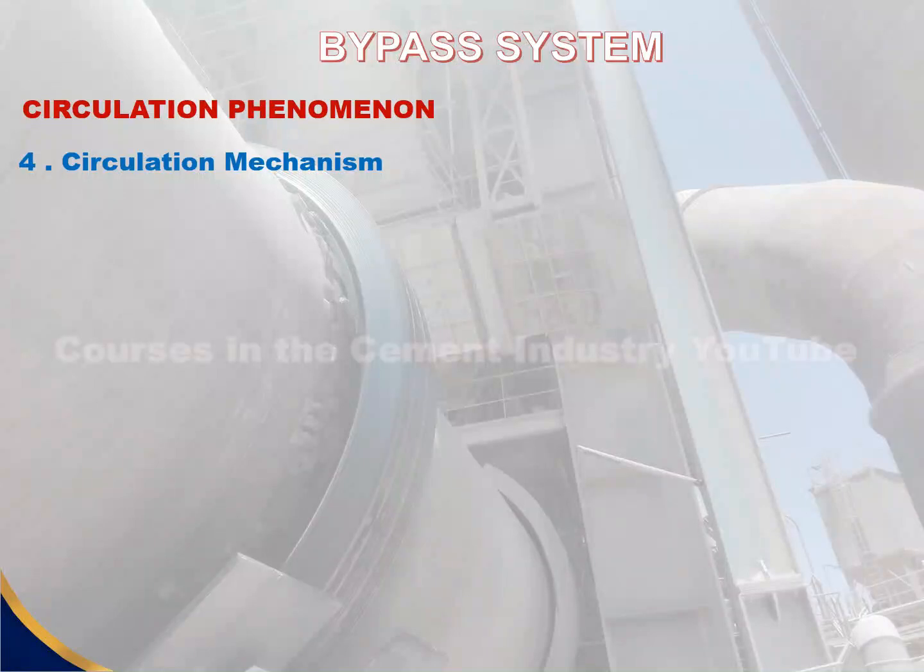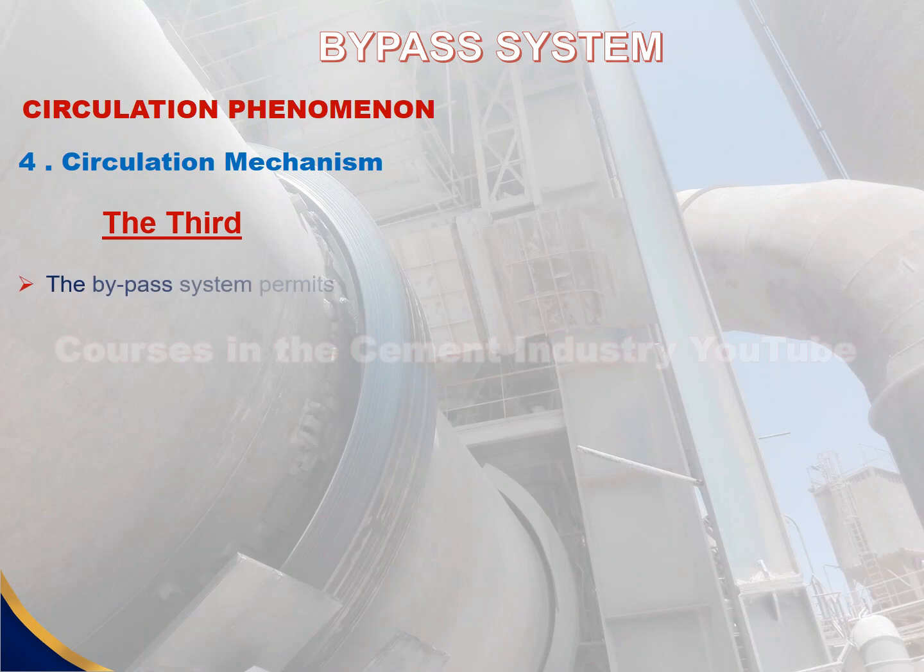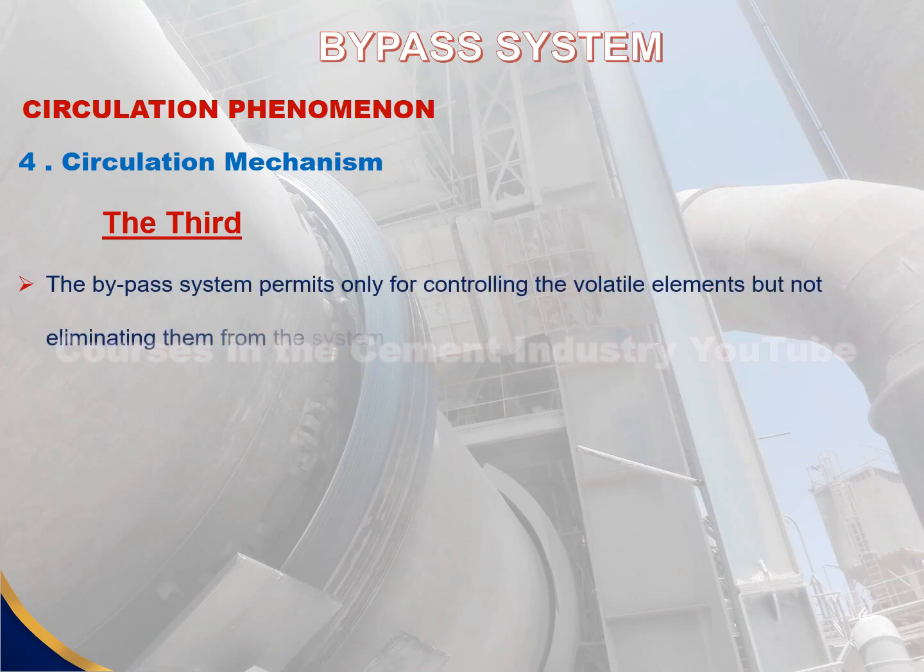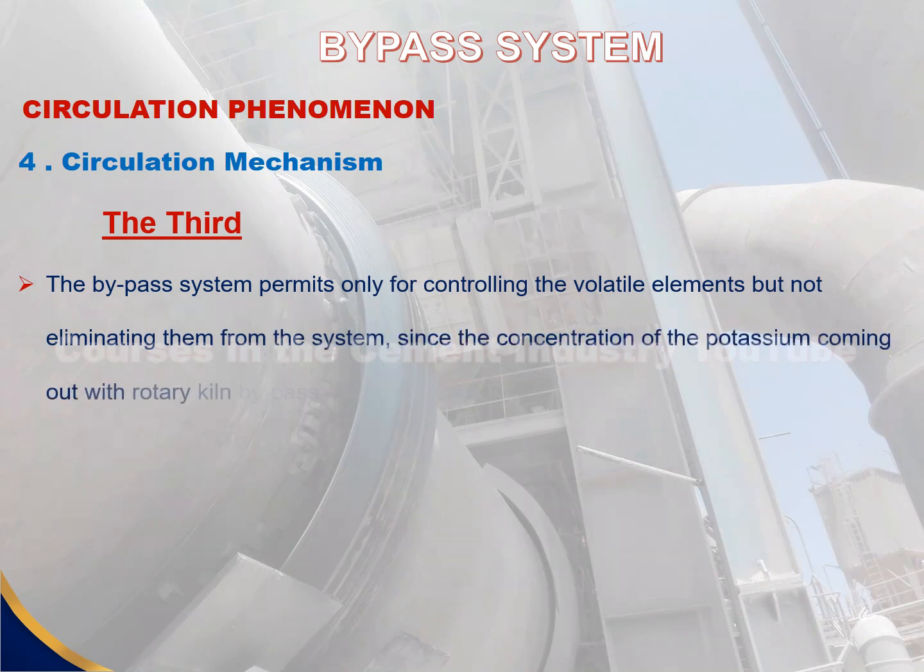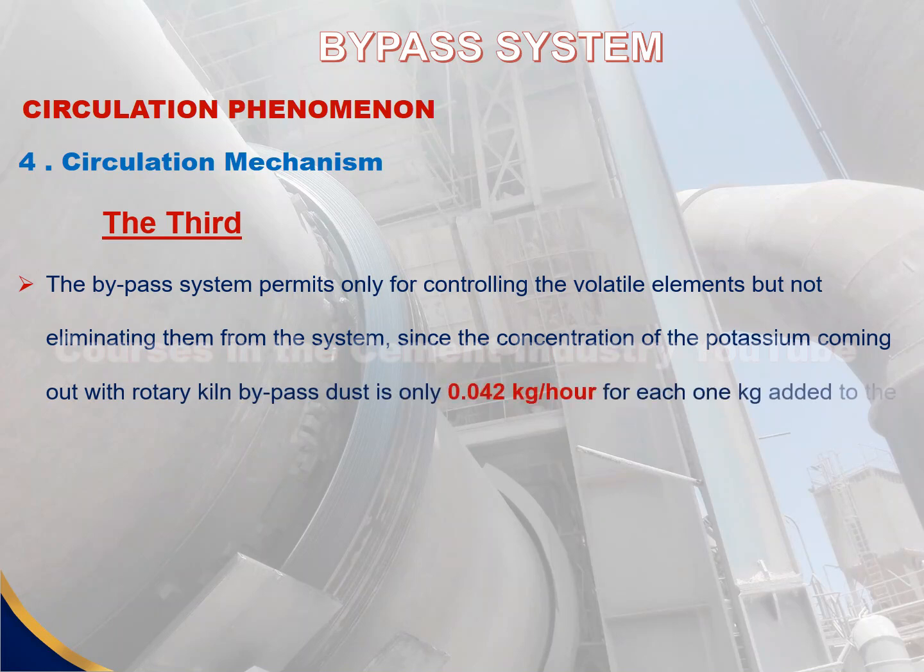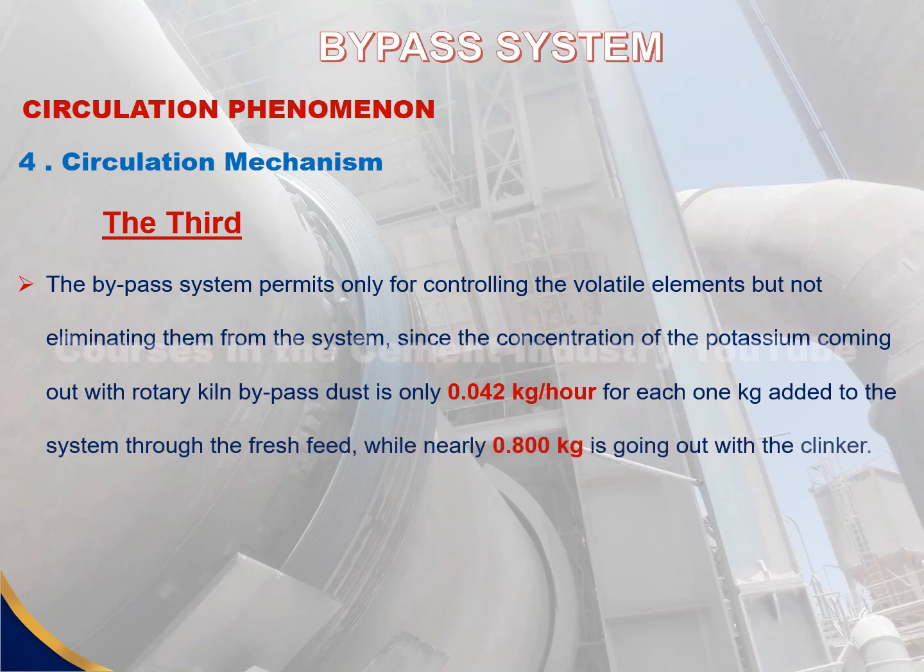The explanation is the following. The third, the bypass system permits only for controlling the volatile elements, but not eliminating them from the system, since the concentration of the potassium coming out with rotary kiln bypass dust is only 0.042 kilograms per hour, for each 1 kilogram added to the system through the fresh feed, while nearly 0.800 kilograms is going out with the clinker.